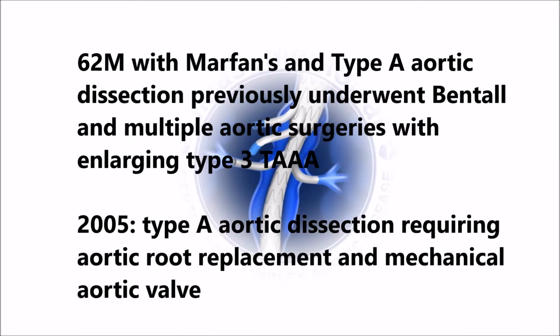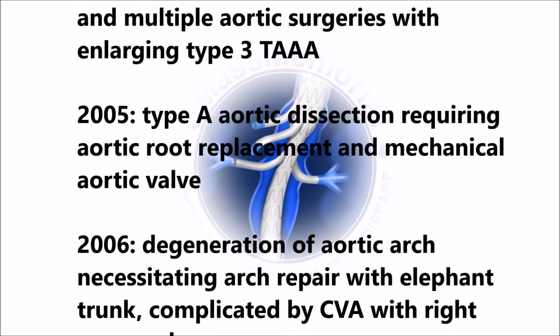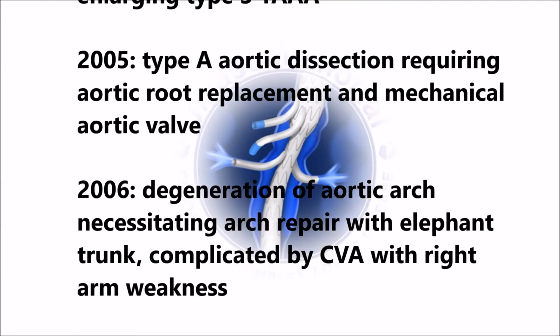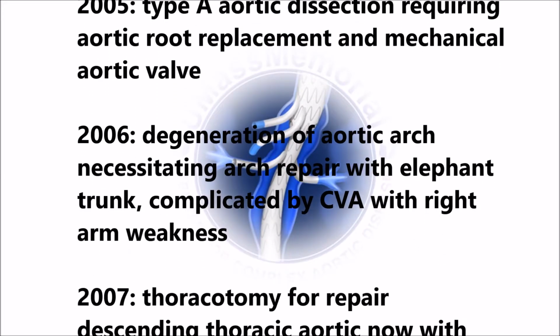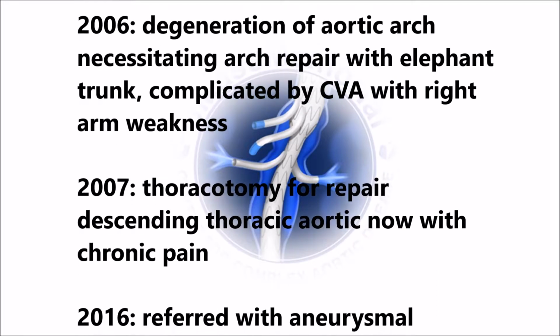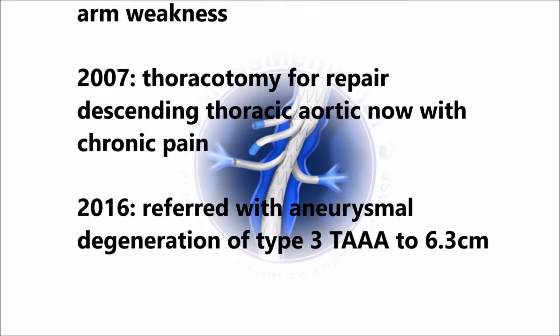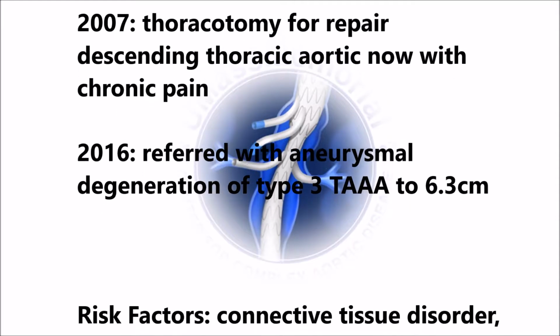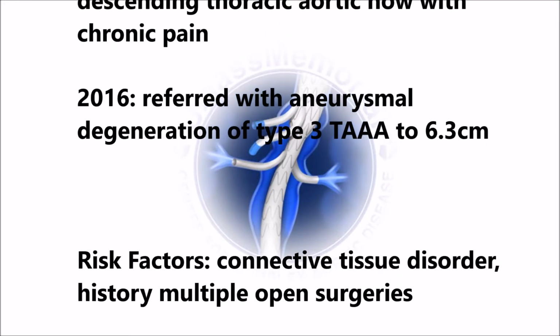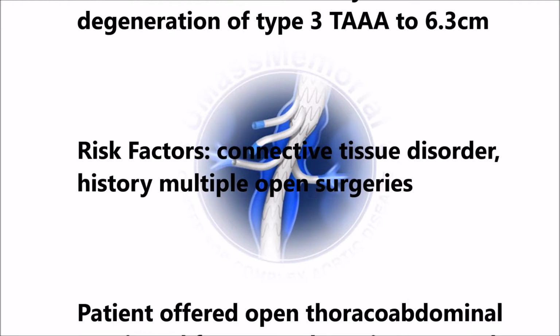In 2005, he suffered from an acute type A aortic dissection requiring aortic root replacement and a mechanical valve. Subsequently, in 2006, he was found to have degeneration of his aortic arch, necessitating an arch repair with an elephant trunk. This was complicated by a left hemispheric stroke with right arm weakness. In 2007, he required a thoracotomy for repair of his descending thoracic aorta. In spring of 2016, he was referred to us with aneurysmal degeneration of a type 3 thoracoabdominal aneurysm measuring 6.3 centimeters.